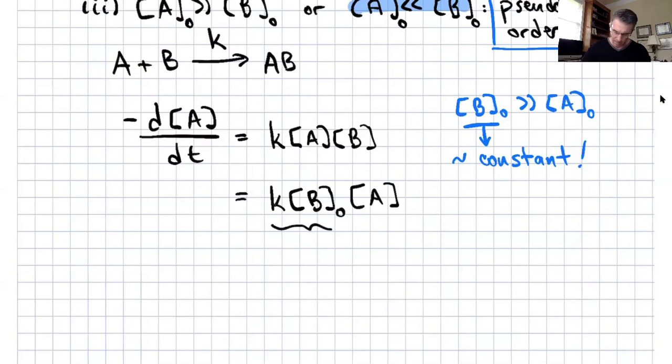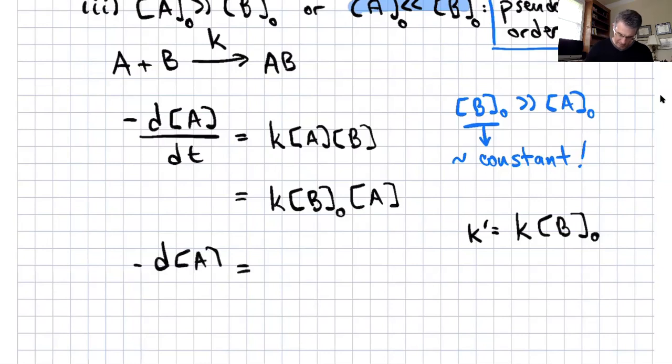I can just put these two guys together. I'm going to call that K prime, right? So we're going to say K prime is equal to the true bimolecular rate constant, K, times the concentration of B that I'm using. All right, that's useful, because I can rewrite this expression now. Minus d concentration of A with respect to time is just equal to K prime concentration of A. Now, does that look familiar?